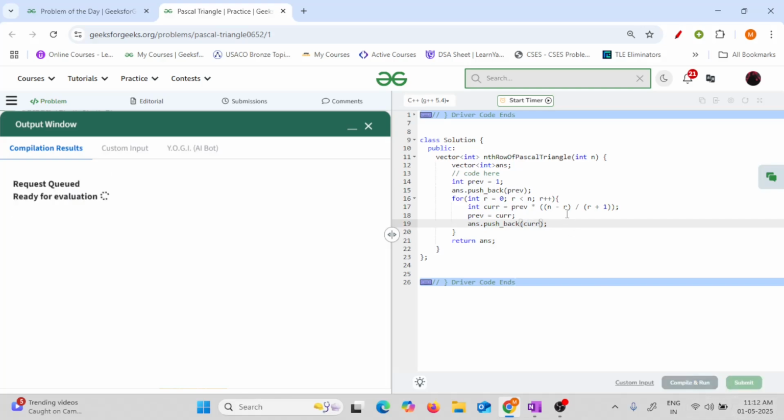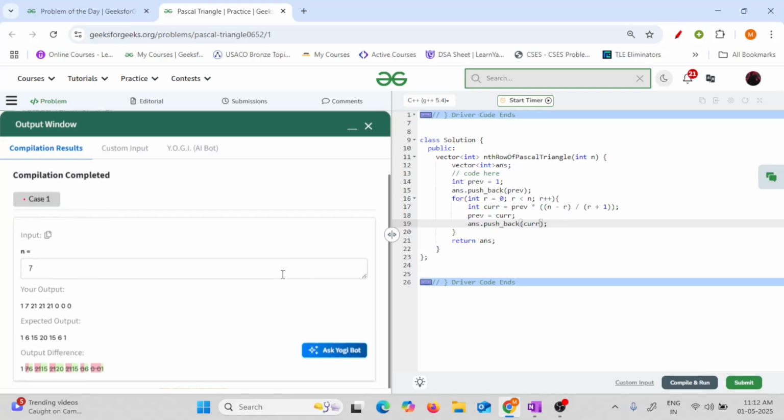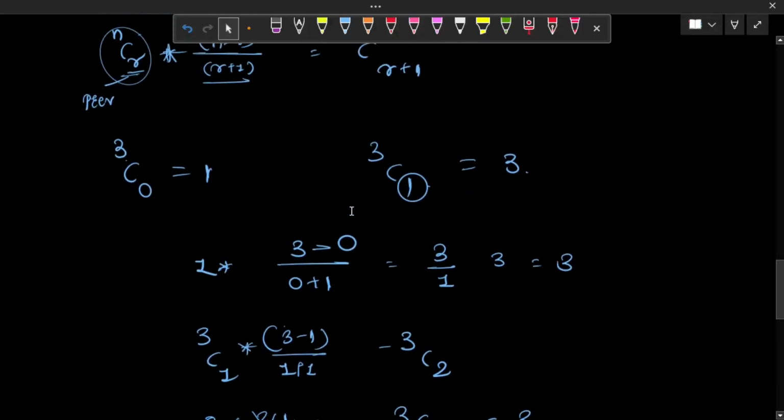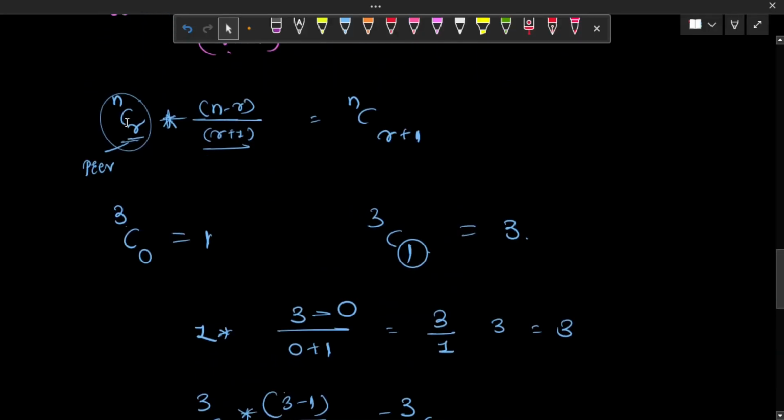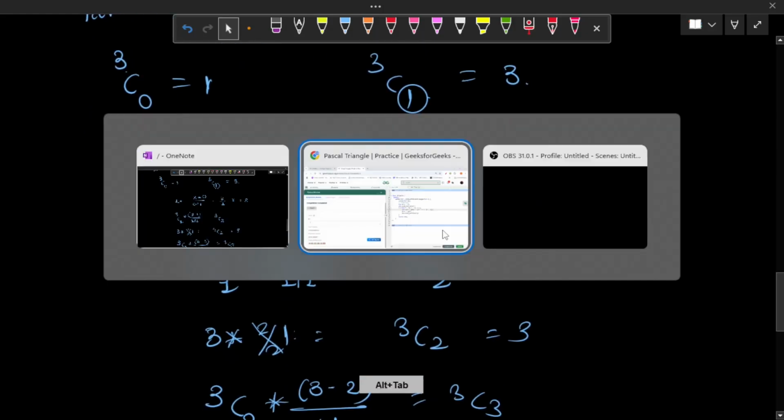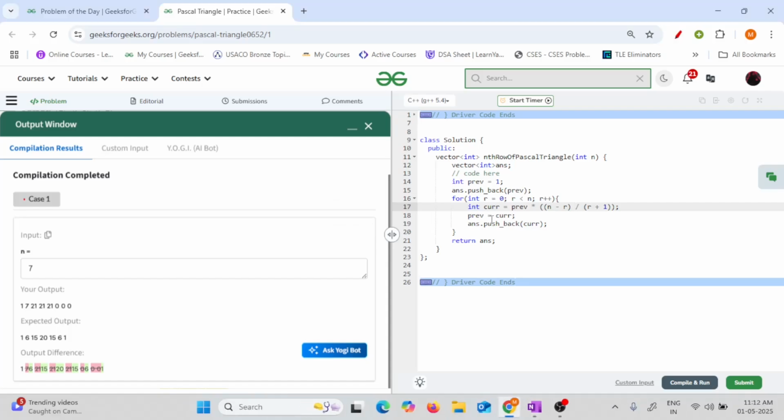Will it work or not? Let me check. If it does not, we'll try to fix it. r is equal to 0, previous is 1, so previous multiplied by n minus r. This is the formula which we derived: n minus r, where r is the previous value, and then r plus 1. For this I'll calculate the nCr. So the formulation is correct.